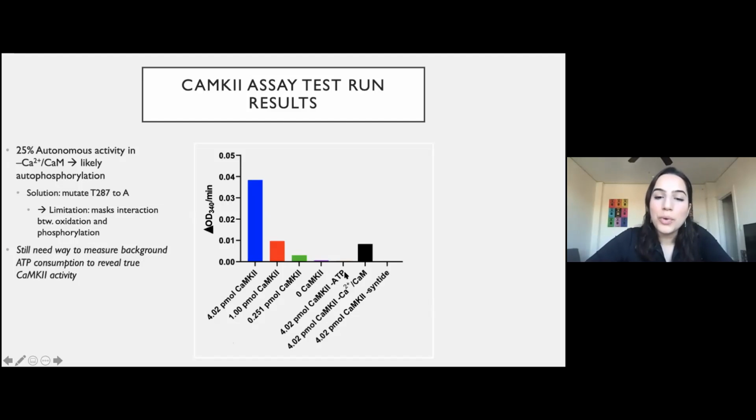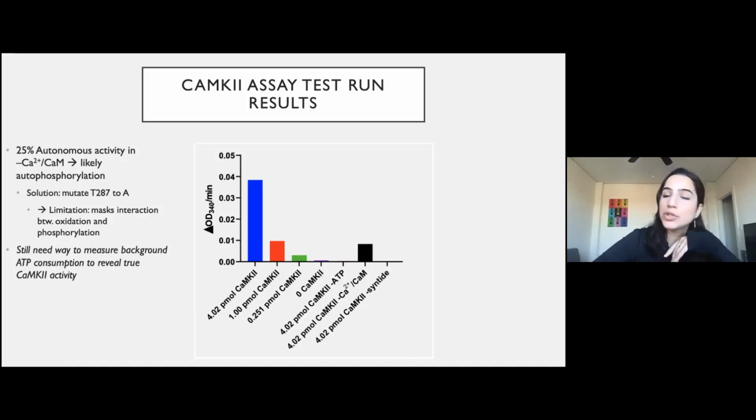Then we did a no ATP condition, which you need ATP for all of these processes to occur in the assay. So again, no activity as expected. And then finally, we knocked out calmodulin and calcium, and did see about 25% autonomous activity, which we hypothesized was likely due to the autophosphorylation remaining in these kinases, since they work pretty independently and can remain activated.